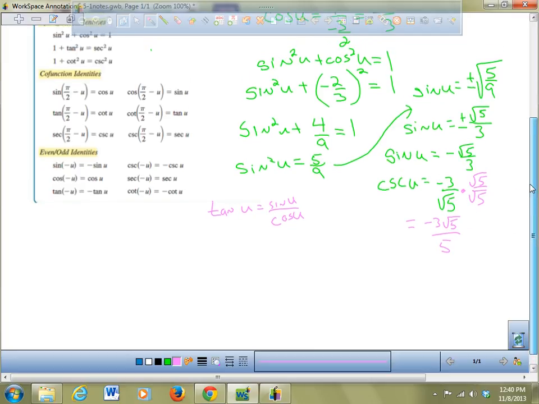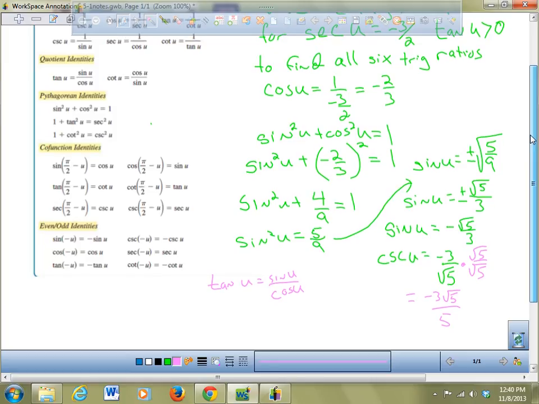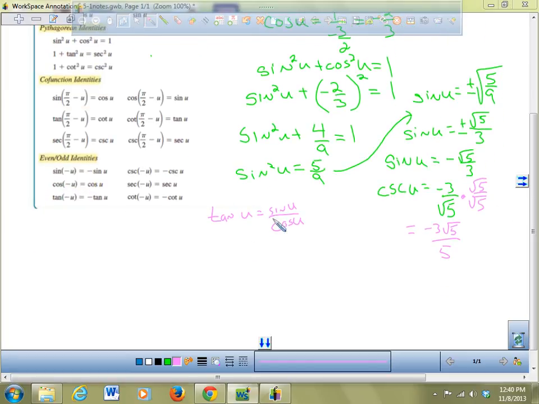We went back, we found sine of u, and cosine was negative 2/3. So it's going to be sine of u, which is negative square root of 5 over 3, over, what was it, negative 2/3? Negative 2/3. And you can flip and multiply, or you can know that these things go away. Did you know that? And you get positive square root of 3 over 2, don't you?